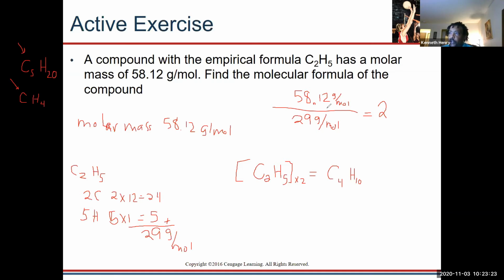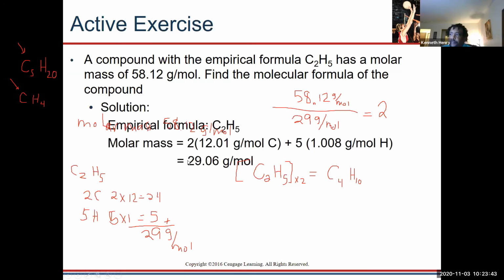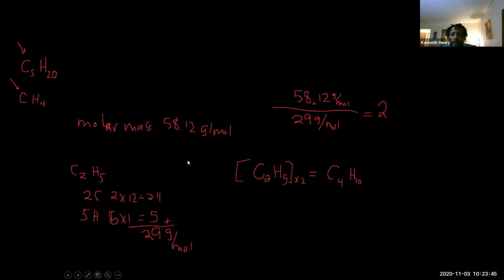So we're given the molar mass of our compound, and then this is the empirical formula. To get back what our compound is, we just multiply it by the integer that we get, which is 2. Do you get that? Okay. Questions, concerns?